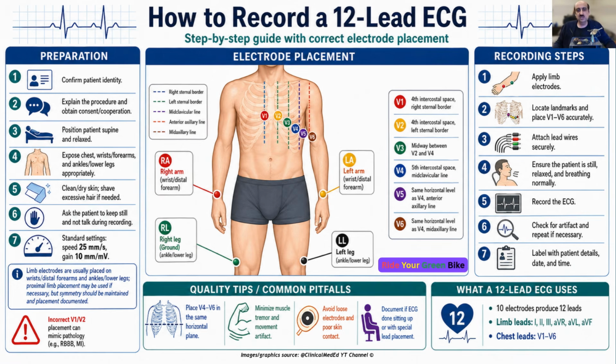So these are the chest electrodes. Six chest electrodes, 4 limb electrodes, 10 electrodes. These are the physical wires, electrodes. They generate a 12-lead ECG. We'll come to that in a short moment.